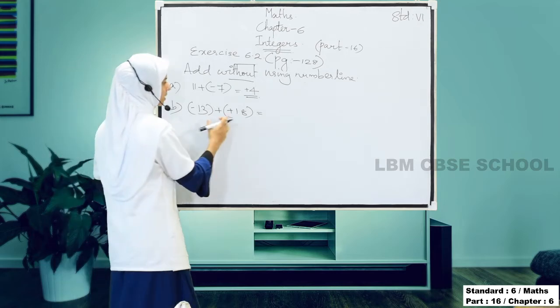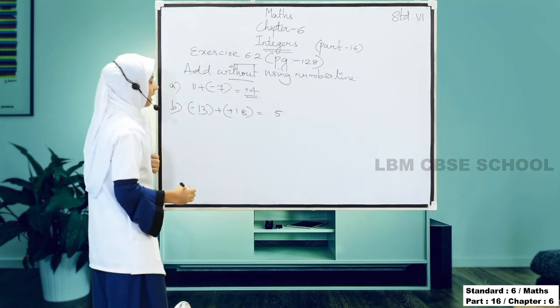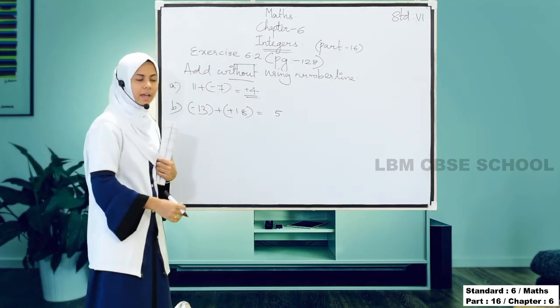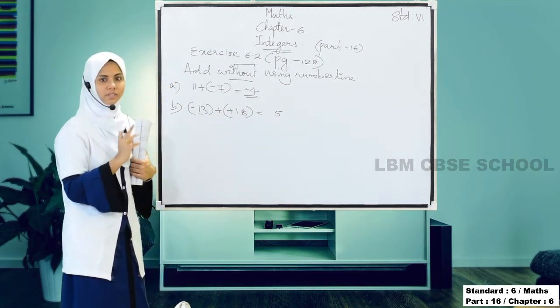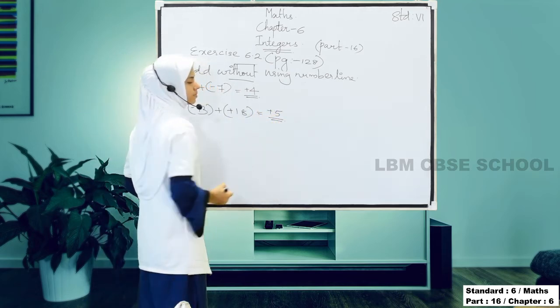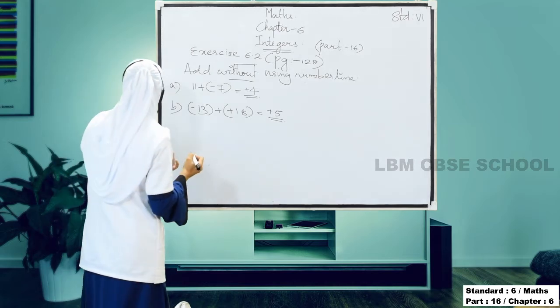Here we have to subtract first. 18 minus 13, we will get the number 5. And which number is greater here? 18 is greater here, and look at the sign of 18. The sign of 18 is positive here. So the answer is also positive. Understand? Then the next question.